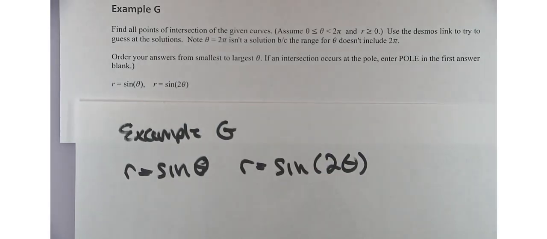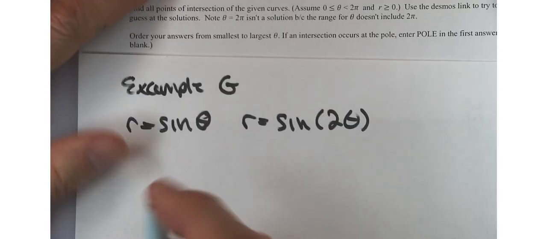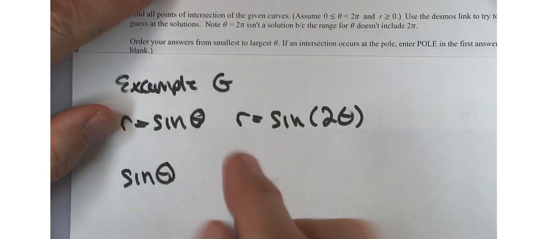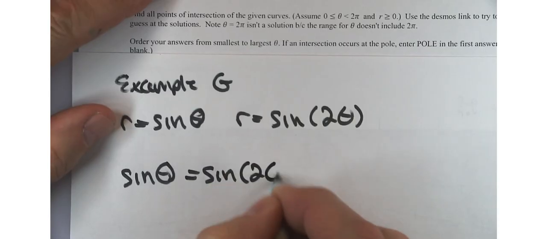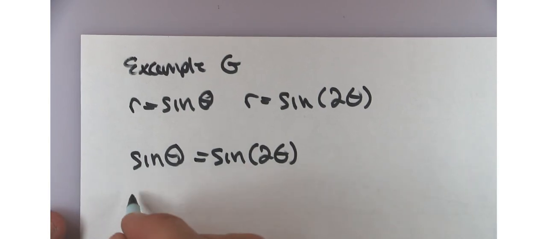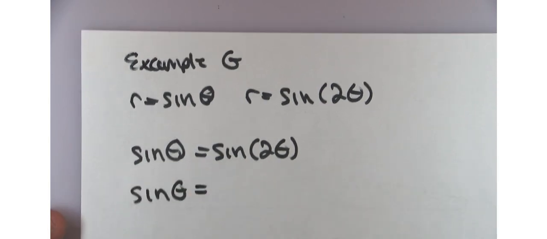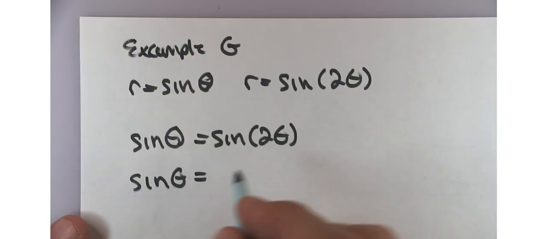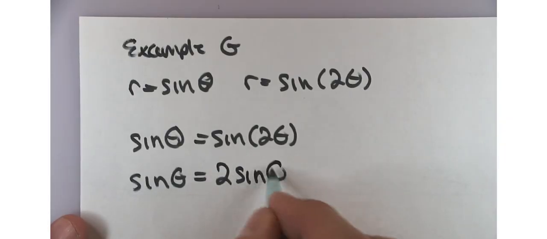Our goal is to figure out where these radii coincide. Where do they cross each other? So you're going to set sine of theta equal to sine of 2 theta. And you look at that with despair, like, oh wait a minute, how am I going to get theta by itself? What am I going to do? Well, you could remember the sine double angle formula. What's the sine double angle formula? Does anyone remember that one? 2 sine theta cosine of theta.